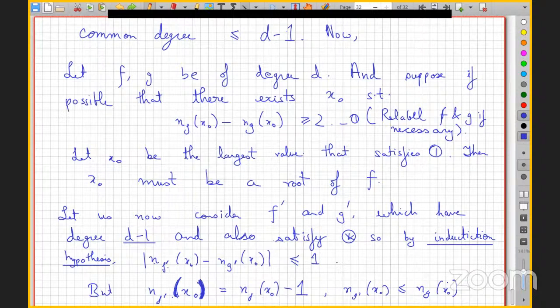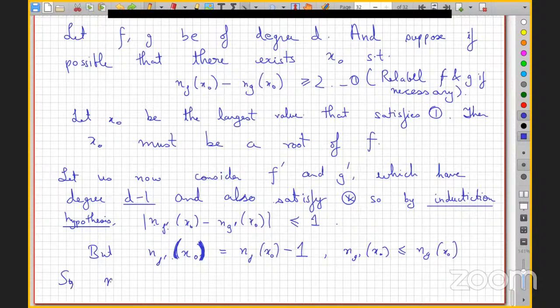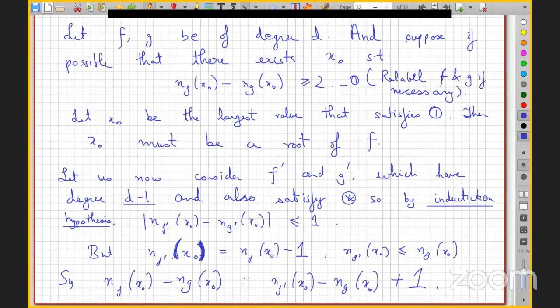So what does this say? n_f(x naught) minus n_g(x naught) is equal to n_f'(x naught) minus n_g'(x naught) plus 1, which is less than or equal to, right? So this doesn't quite give us a contradiction, but it does tell us that this, greater than or equal to 2, cannot actually be greater than 2. It cannot be 3, right?